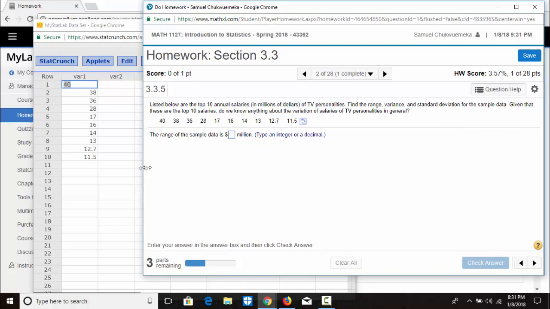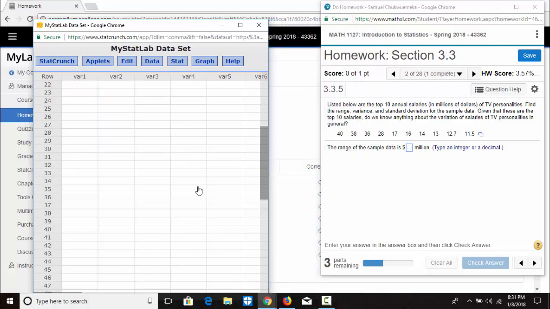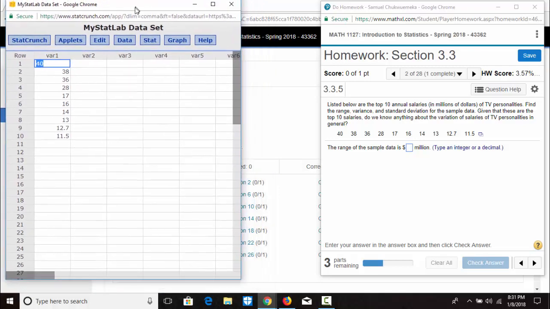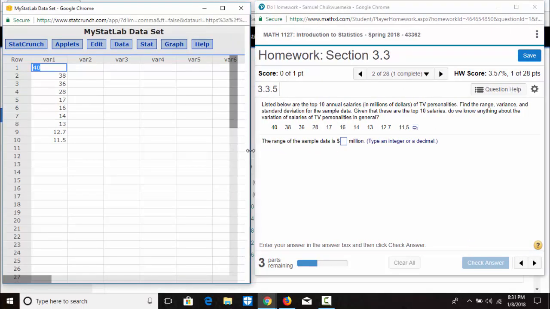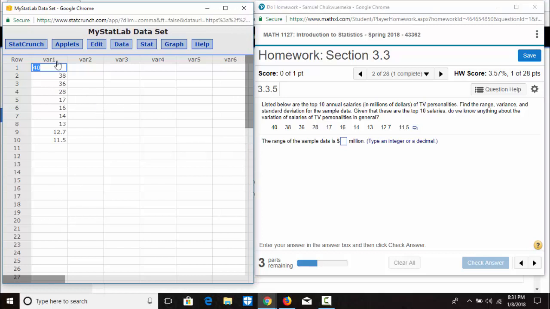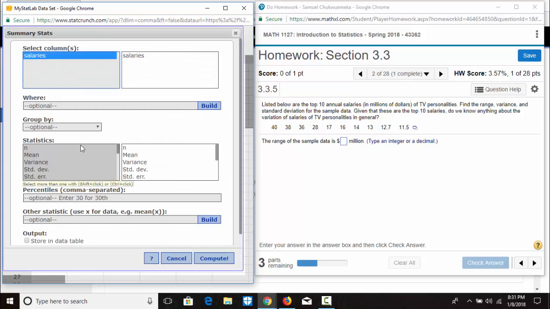I want to have this side by side, so that way we could look at it side by side. Okay, I will name this data to be salaries. And we'll go to Start, Summary Stats, Columns. Select Columns, select the salaries, and we need to find range, and then you hold down.